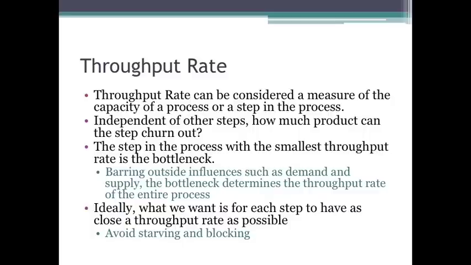Now, ideally, what we want with a process is a balanced process. We want each step to have as close a throughput rate as possible. That way we don't have a lot of starving and blocking. We don't have cases where a step in the process doesn't have a lot of work to do. It's just sitting around doing nothing because there is no work for it. So what we want is more or less an even distribution of the capacity, the throughput rate, through the entire process, including the demand.